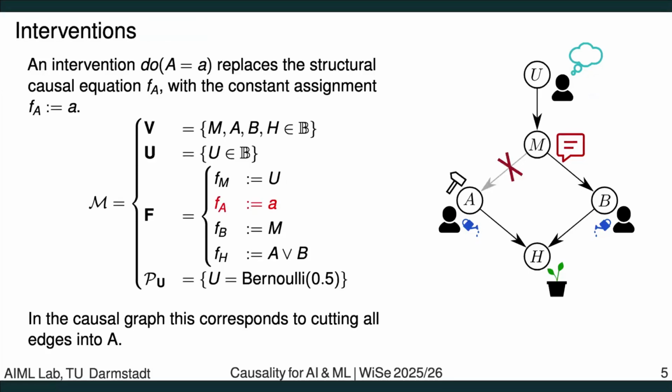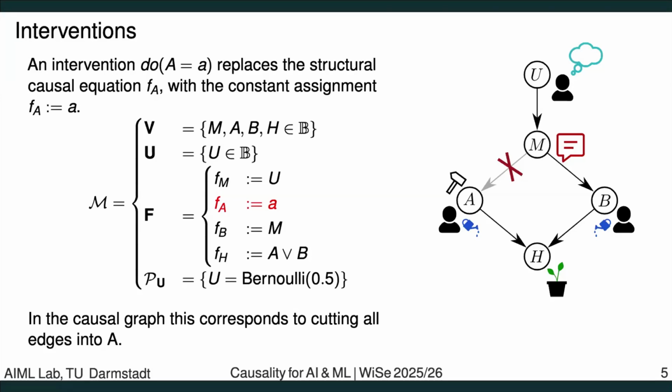So then we talked about interventions, and interventions basically are the case where we intervene on the system, which means we artificially define or enforce a certain value for a variable. For example, we could say, okay, A is always true or always false. What this corresponds to is that we replace the structural equation with a constant assignment. And this in the graph then means that A is no longer dependent on N. So we also cut the edges to all the parents.